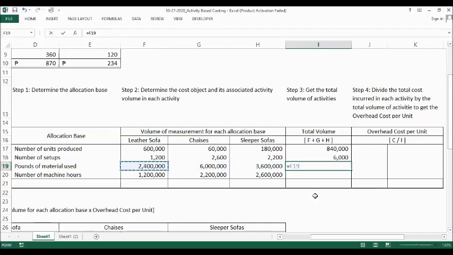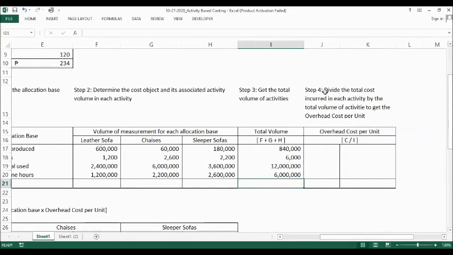We do the same. Are you following? Yan. And then, so get the total volume. So ito na yan, total volume na yan. So we now get the step 4, divide the total cost incurred in each activity by the total volume of activities to get the overhead cost per unit.